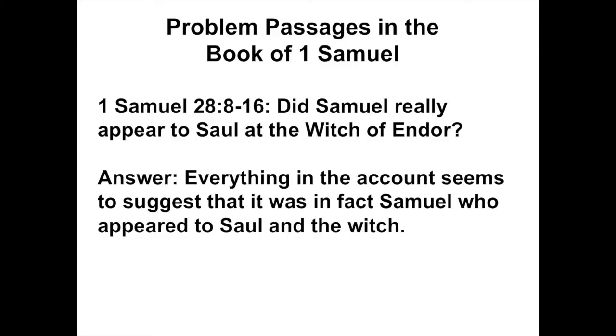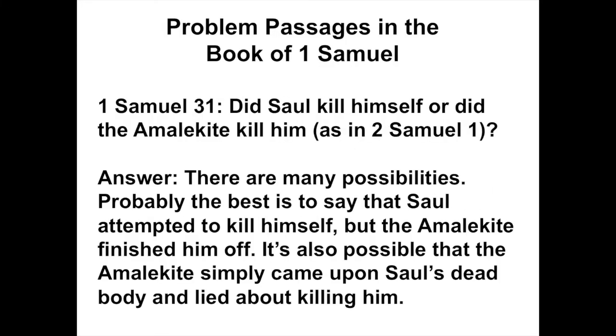Okay, next and finally, this is our last slide and our last issue of the problem passage. 1 Samuel chapter 31, did Saul kill himself or did the Amalekite kill him? Now what do we mean by this? Well, in 2 Samuel chapter 1, an Amalekite comes to David, who survived, of course. He didn't die in this battle. An Amalekite comes to David with Saul's crown and with some of Saul's royal bracelets. And he said, I just killed King Saul, your enemy.